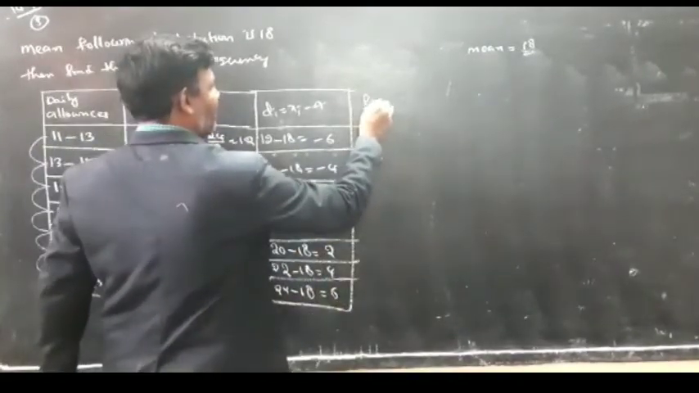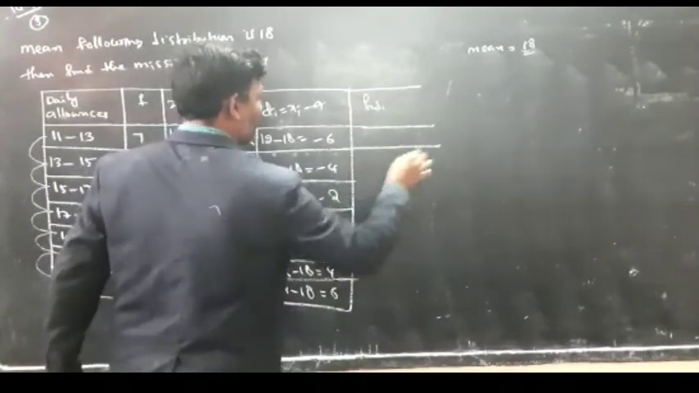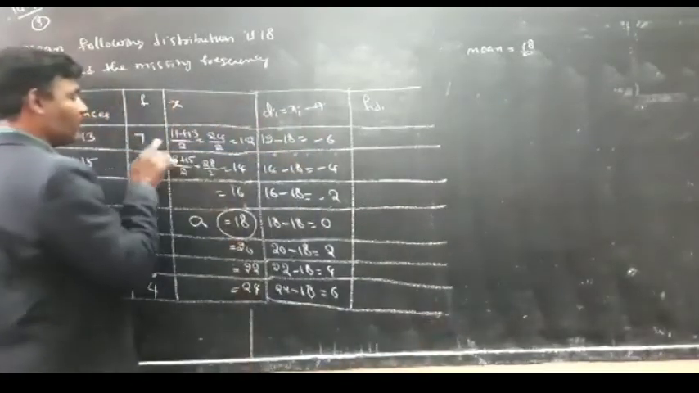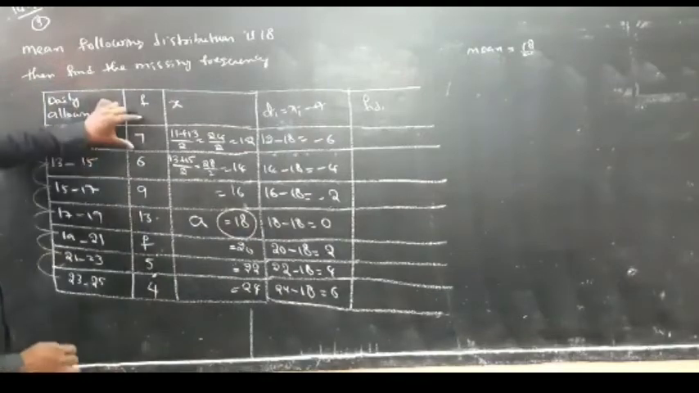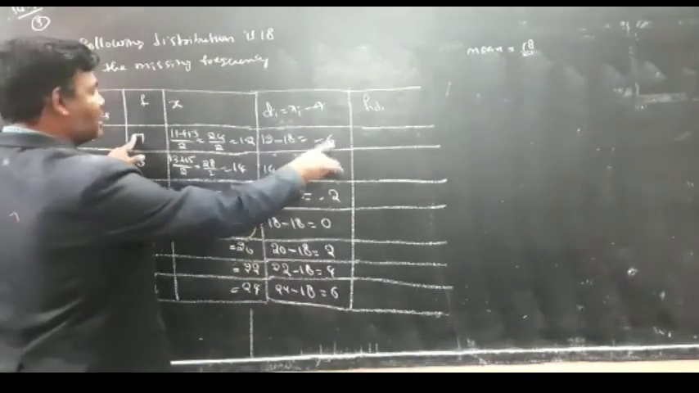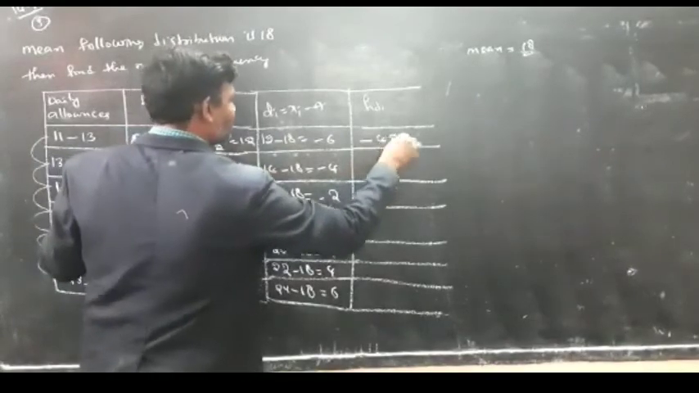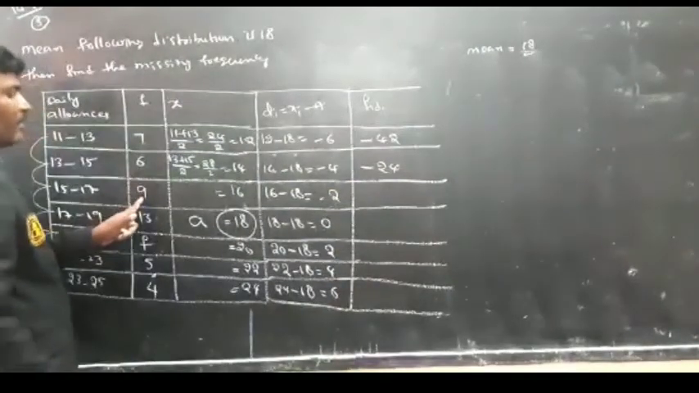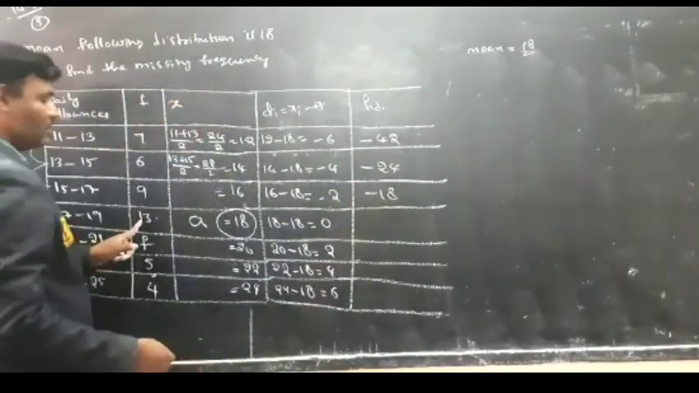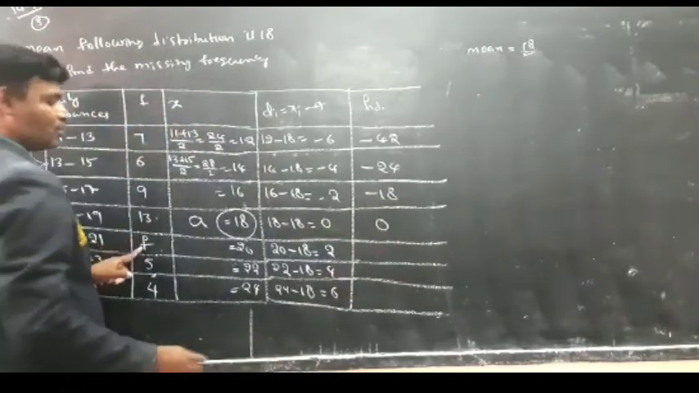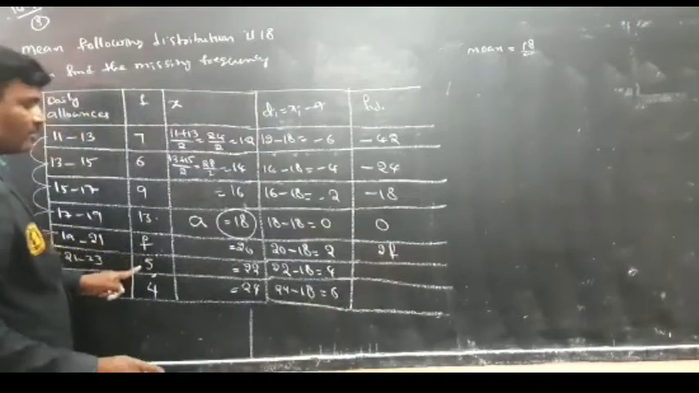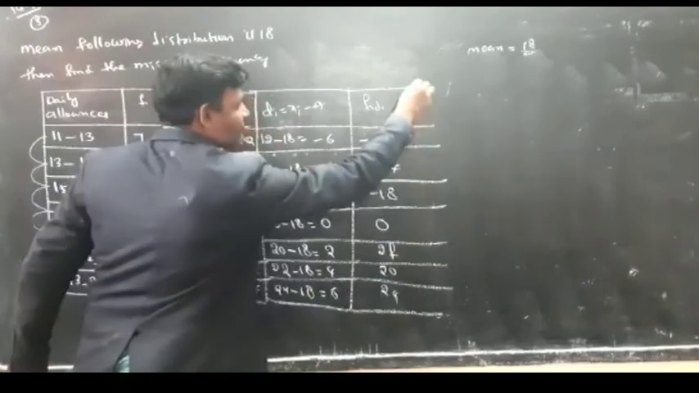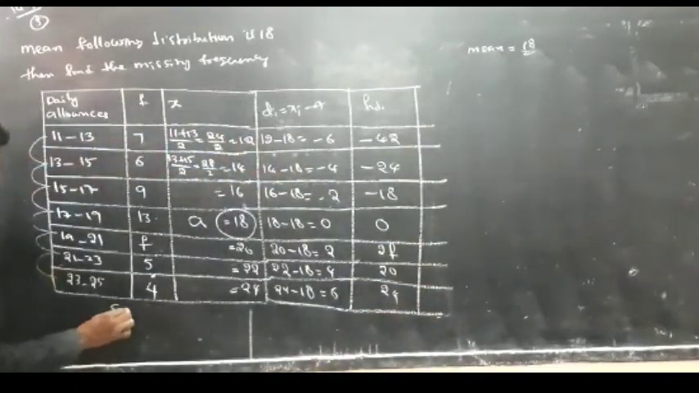Next I need fi and di. So I need the product of frequency and deviation. In this column, what is the frequency? 7, and the deviation is minus 6. 7 6s are 42, minus 42. 6 into minus 4, 6 4s are 24, minus 24. 9 2s are 18, minus 18. 13 into 0, 0. 2 into f, 2f. 5 4s are 20. 4 6s are 24.